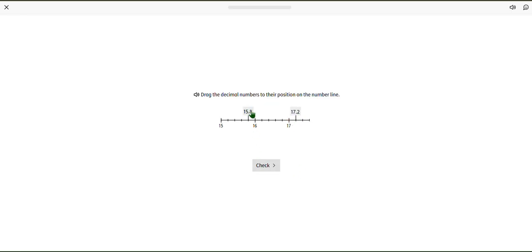Now, we were able to look at the whole numbers to do this, but there'll be some questions that come up that have us working between the same two whole numbers.